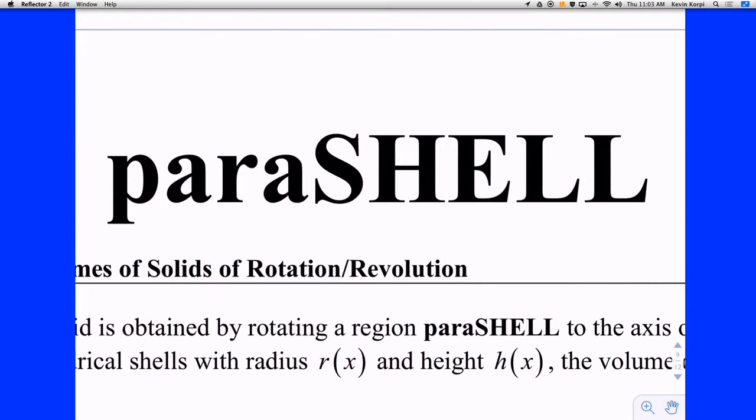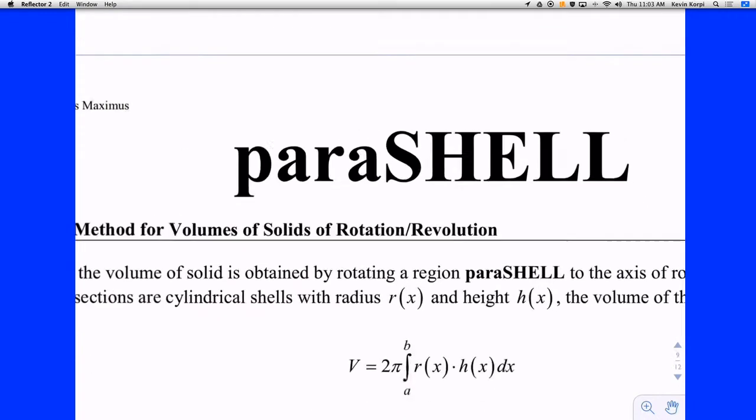All right. Pair of shell. When your slices and your axis of rotation are what in relation to each other? Parallel to each other. Yeah. Okay.